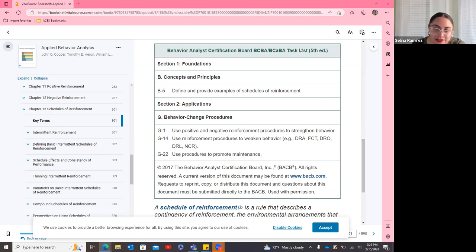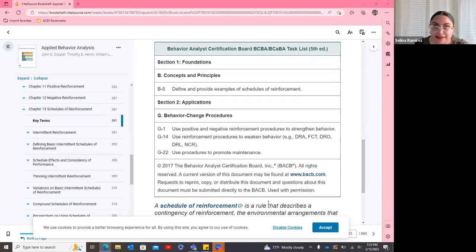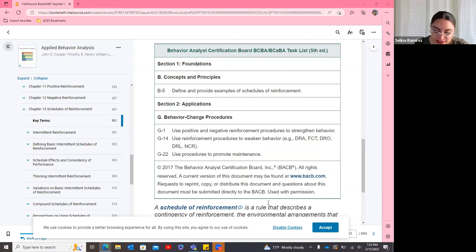We are now on chapter 13. We're going to go into schedules of reinforcement. And now we have the beautiful PDF version of the book, so we'll be able to follow along that way. Thanks to Miss Tanea. All right, so Chapter 13 goes into talking about concepts and principles.